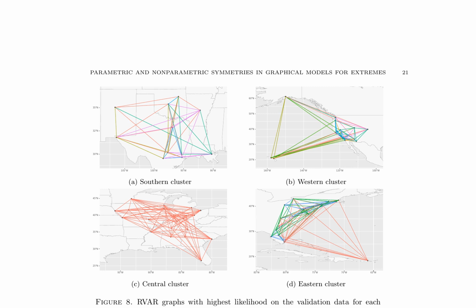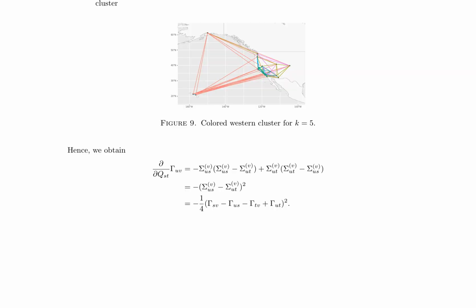This knowledge can then be leveraged to develop more precise models capable of capturing the nuances of extreme events, ultimately enhancing predictive capabilities and risk assessments. The distinction between parametric and nonparametric symmetries also plays a significant role in this context, as it allows for a more comprehensive understanding of the underlying structures and relationships within the data.